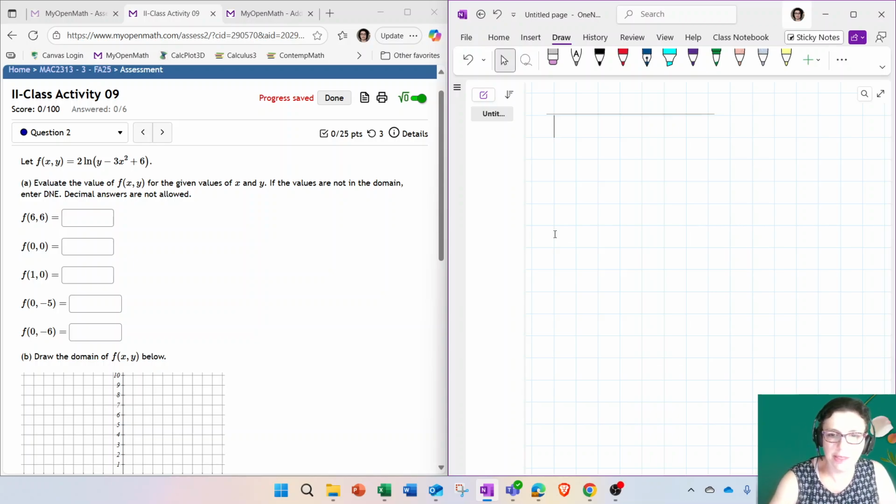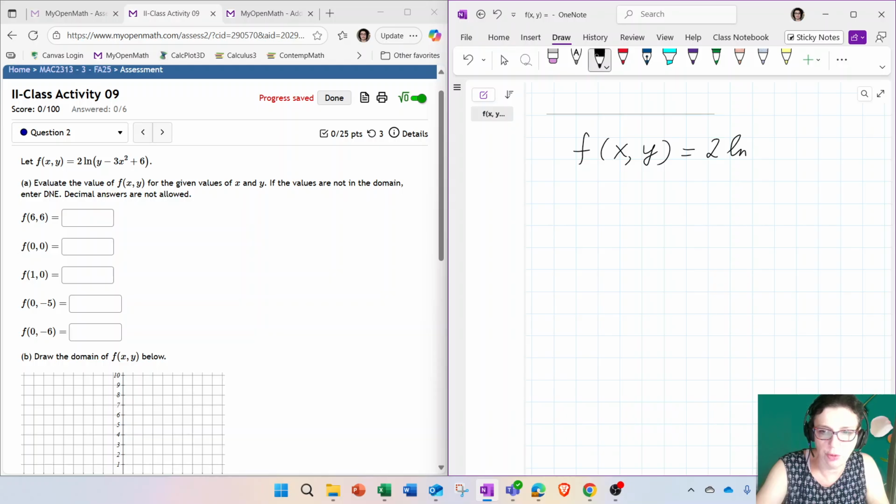Okay, guys, in this example, we're going to take a look at another function of two variables and evaluating the values and finding the domain. So here I have 2 natural log of y minus 3x squared plus 6. Okay, so the first thing to do is just plug in some of these values.